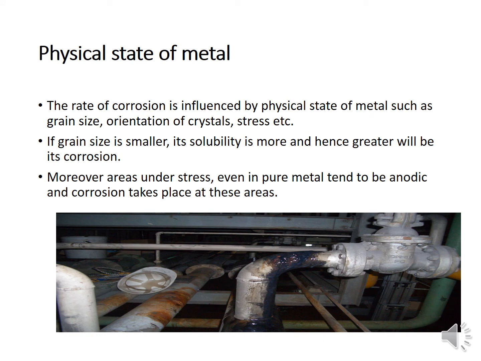Physical state of metal. The rate of corrosion is influenced by the physical state of the metal, such as grain size, that is particle size, orientation of crystals, and stress. What is the meaning of stress? Consider a bending pipeline. At the bending portion there is more stress, and corrosion will mostly take place at the bend compared to the straight portion. If grain size is smaller, the solubility is more, hence the corrosion is greater. If the particle size is smaller, reactivity is higher and the corrosion rate increases. An area under stress, even in a pure metal, tends to be anodic and corrosion will take place in this area. So the area having stress becomes anode compared to the normal area, and corrosion will take place at the anodic part.